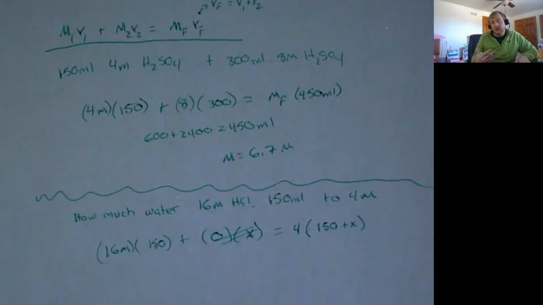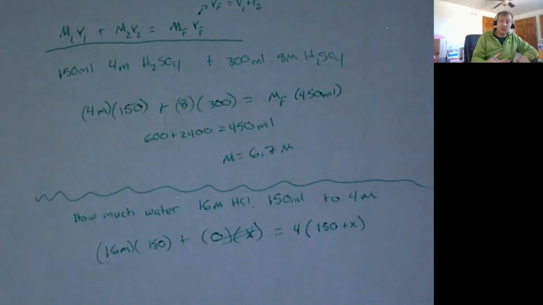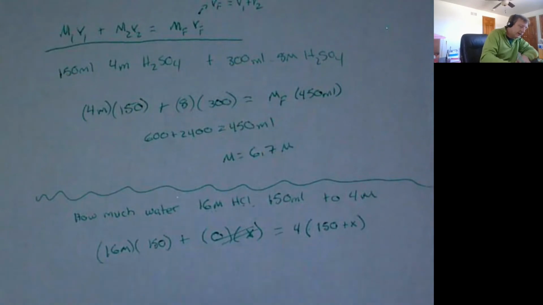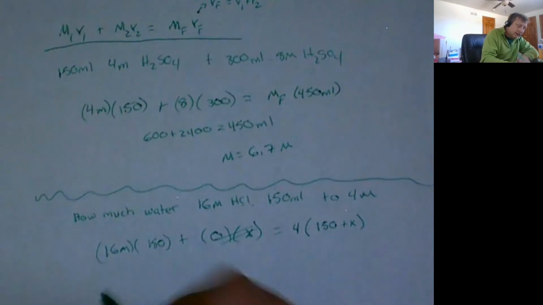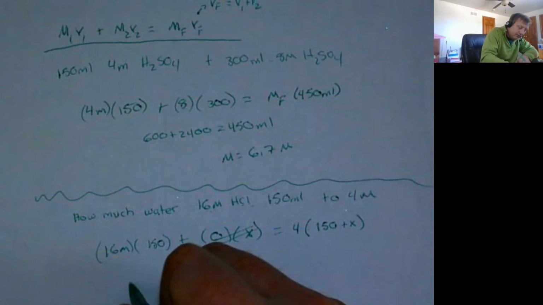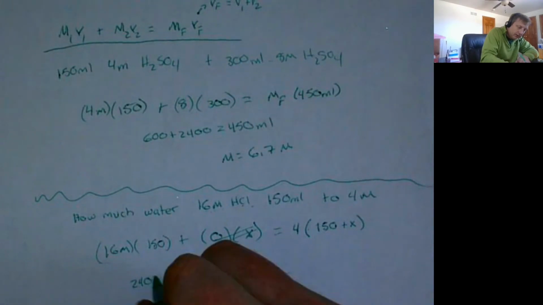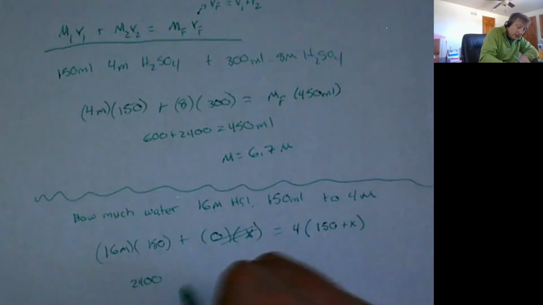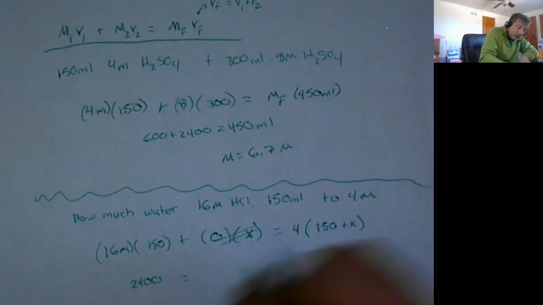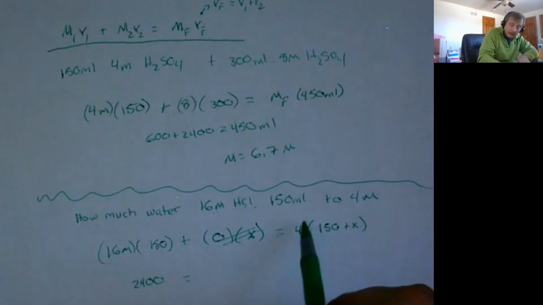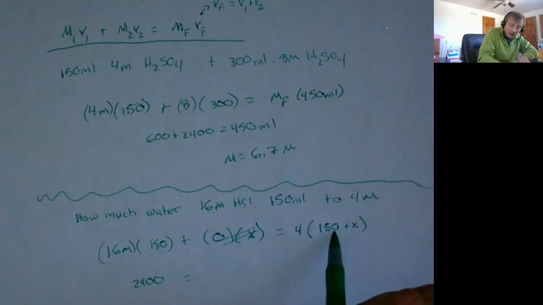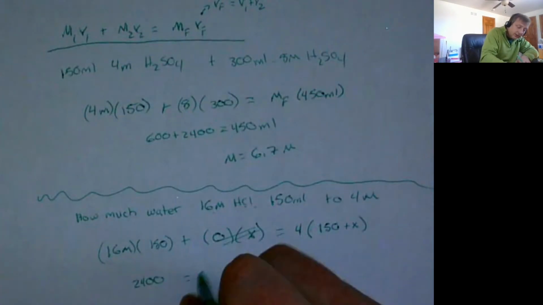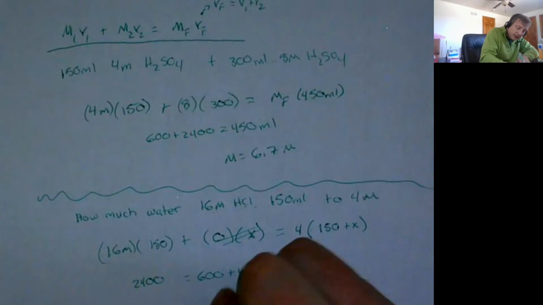Okay, now X is again representing the answer to this problem. How much water did we add to the 150 milliliters we had? So if we go ahead and just do this math, it would be, well, apparently I like 2400s today. And that's going to equal, and now to do this algebra, I'm just going to distribute this 4 inside. So I'm going to say 600 plus 4x.